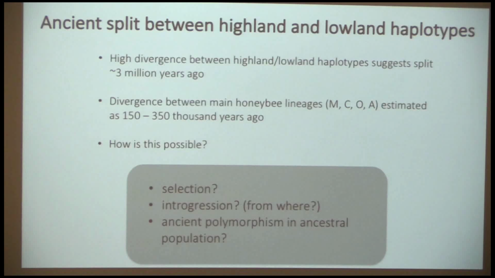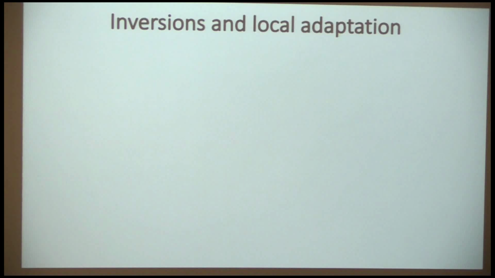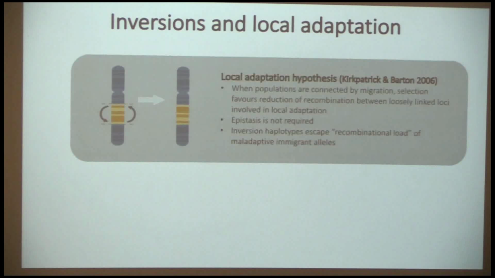So I just thought I'd go through a little bit of the theory about why you might expect to see inversions in local adaptation. There's a hypothesis by Kirkpatrick and Barton, and what they showed is that when you have populations that are connected by migration and have different local adaptations, then if more than one locus is involved in the adaptation, selection will favor reduced recombination. So basically, if you have multiple loci involved in local adaptation that are loosely linked to each other, then an inversion that prevents recombination between them will be favored. And actually the conditions for this to happen should occur fairly often.